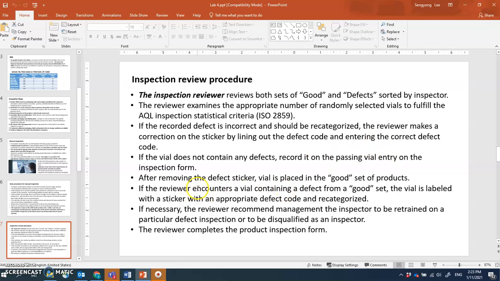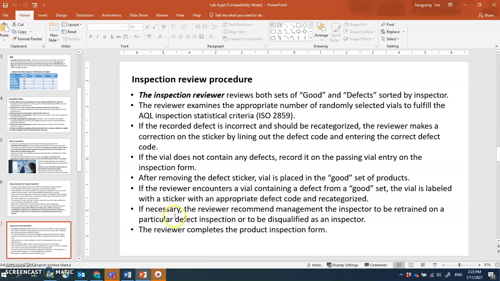After removing the defect sticker, the vial is placed in the good set of product, so it's passed instead of identified as a defect. If the reviewer encounters a vial containing a defect from a good set, somehow categorized as a passed good, but there was a defect there, then again the vial is labeled with a sticker with the appropriate defect code and recategorized.